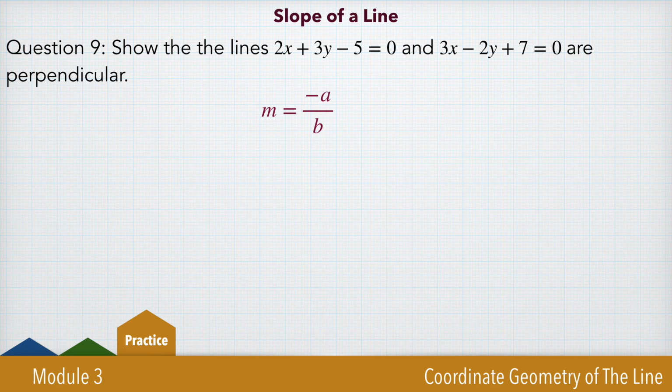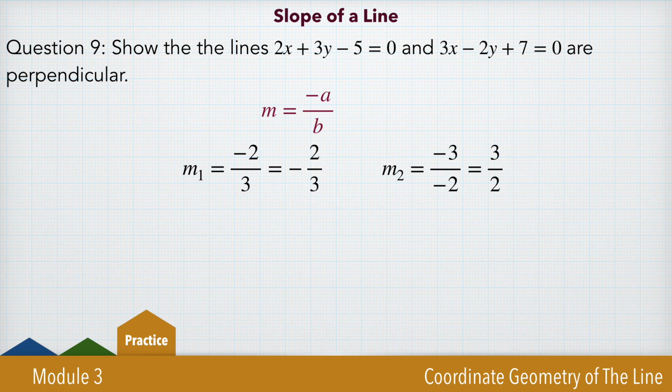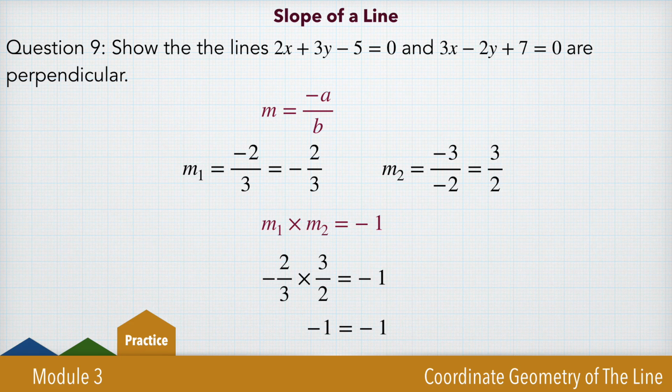The slope of the first line is minus 2 over 3, and the slope of the second line is 3 over 2. To show that two lines are perpendicular, we must multiply their slopes, and if we get a result of minus 1, that proves they are perpendicular. So, minus 2 over 3 multiplied by 3 over 2 yields a result of minus 1. Therefore, the lines have been shown to be perpendicular.